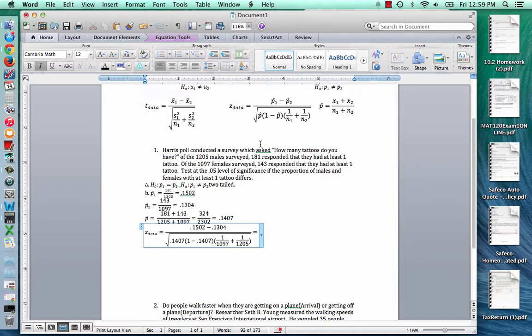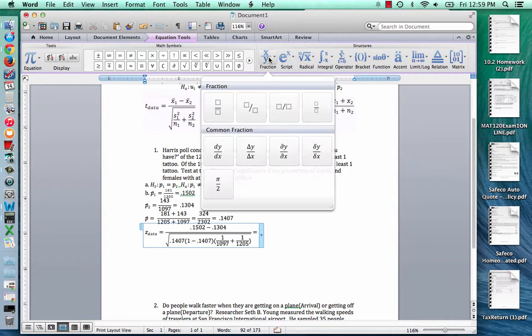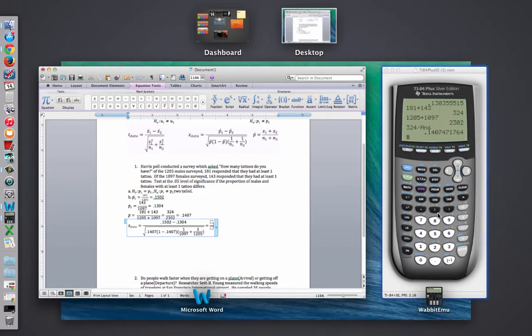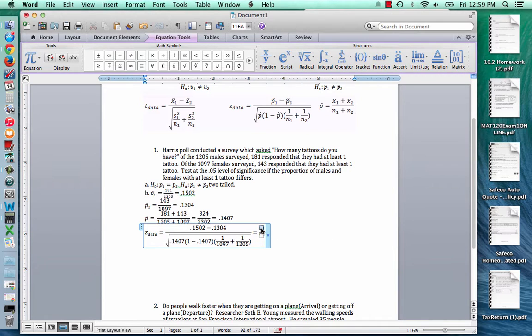I'm going to do a fraction. So document elements, equation, fraction, normal one. I'm going to write my top number and my bottom number. So I have to start with 1502.1502 minus 0.1304, 0.0198. Write that down, 0.0198.